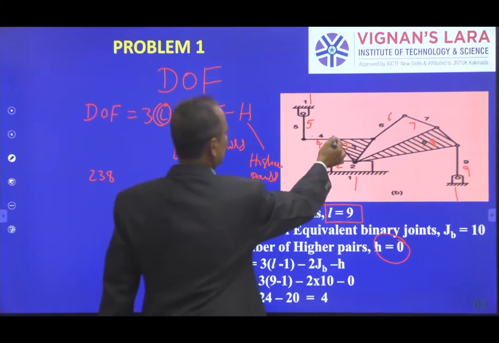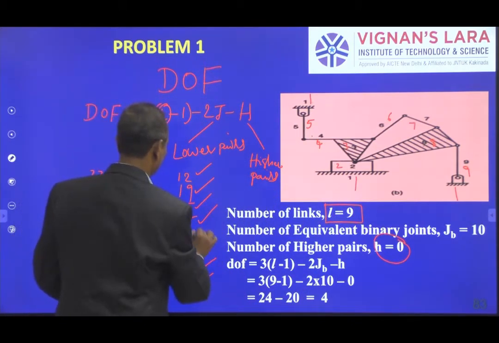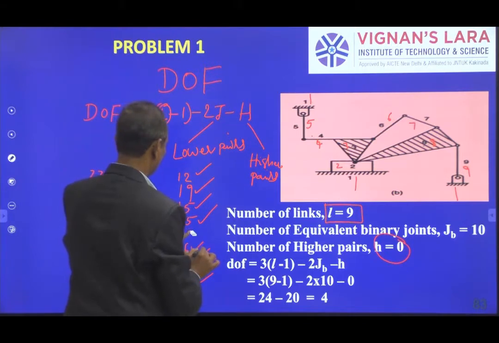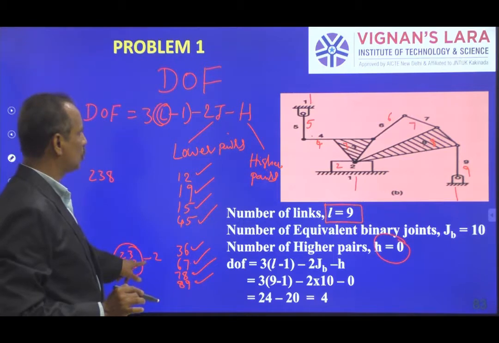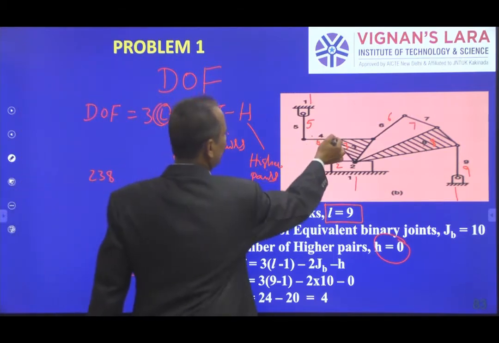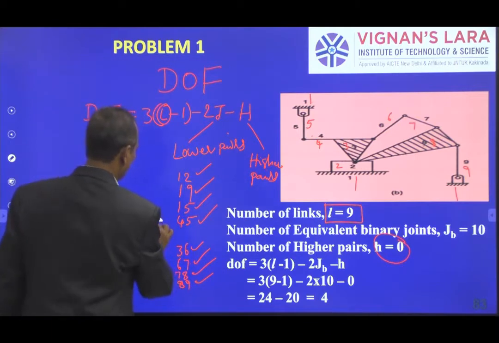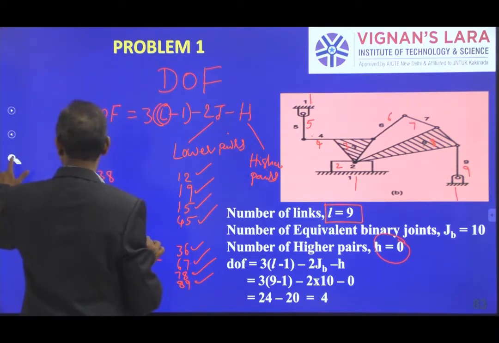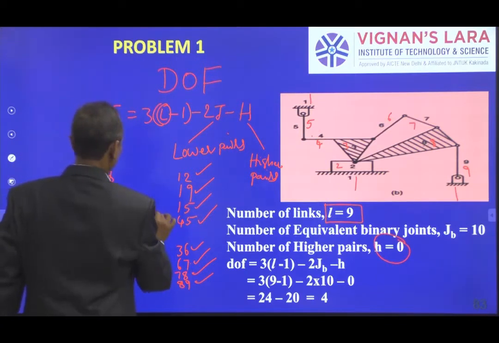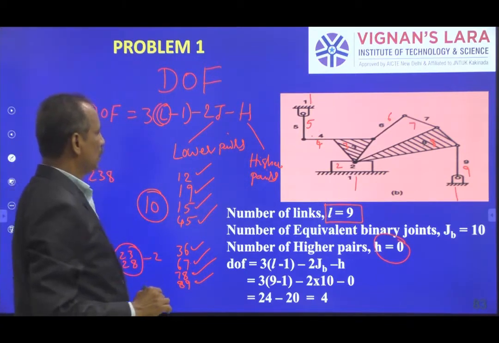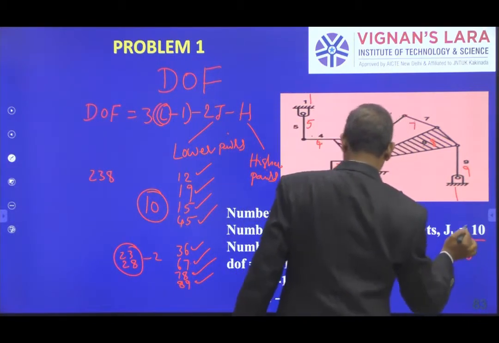So this is, no joint is here, that is 4, 3 is not there. So now you can count 4 plus 4 plus 2, 10. So here there is no point is given. I have made the point. So total is 10. Total is 10. So the binary joints are 10.